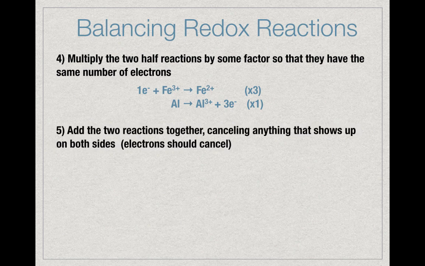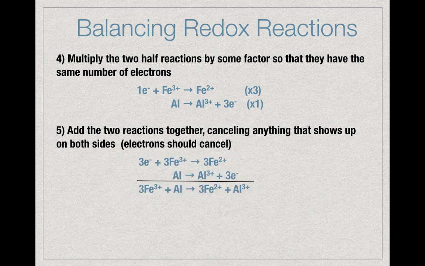Then I'm going to add the two half reactions together, canceling anything that shows up on both sides. This should always be your electrons. It may be some other things as well, but always your electrons. So here we see we have 3 electrons plus 3 Fe3+ goes to 3 Fe2+. And we have Al goes to Al3+ plus 3 electrons. We add that up, and we see that our electrons cancel, and we're left with 3 Fe3+ plus Al goes to 3 Fe2+ plus Al3+.